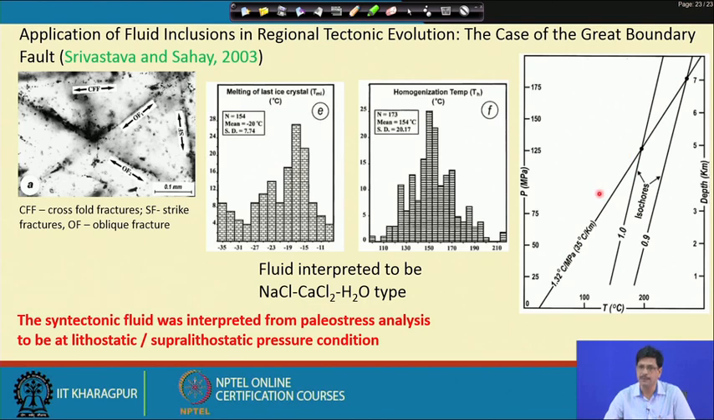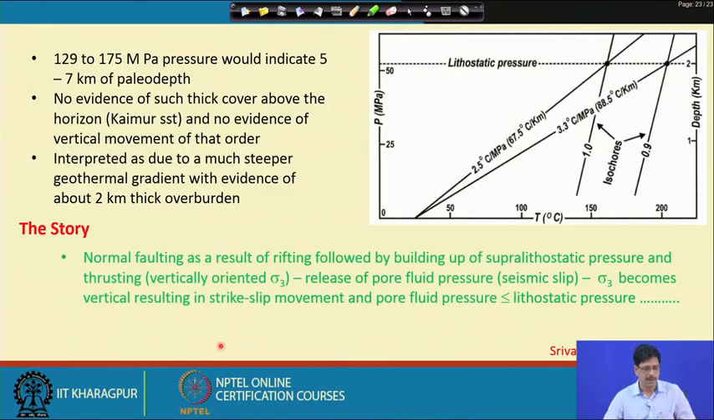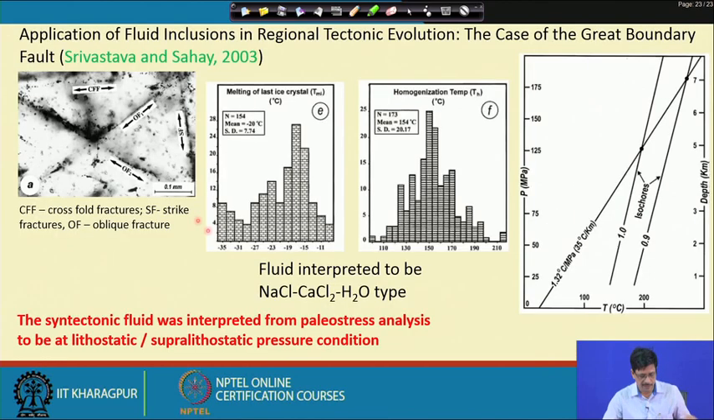So, for that value of 125 to 175, we could take an average value of pressure. It is around 129 to 175 megapascal pressure, which would indicate about 5 to 7 kilometer of paleo depth. Now, the situation here is similar to what we just discussed in the case of the orogenic gold mineralizing system; here also the situation is more or less the same.